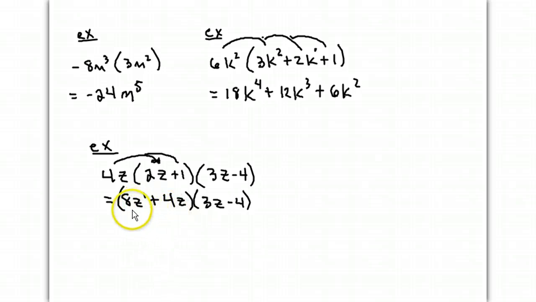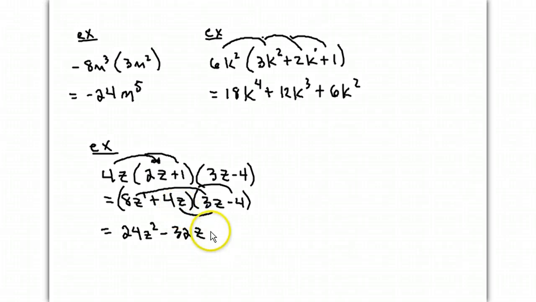We have to take each term and multiply it times everything in the second parentheses. So I have 8z times 3, which gives me a 24z squared. And then 8z times negative 4, which gives me a minus 32z. So I'm through with that, so I take the 4z. So I take 4z times 3z, which gives me a positive 12z squared. And then 4z times negative 4, which gives me a minus 16z.